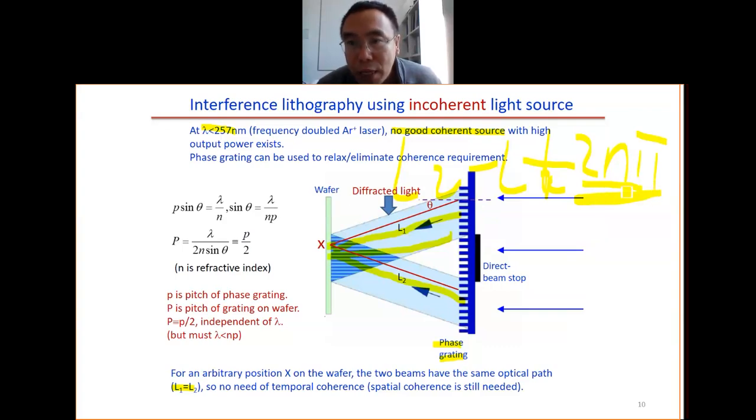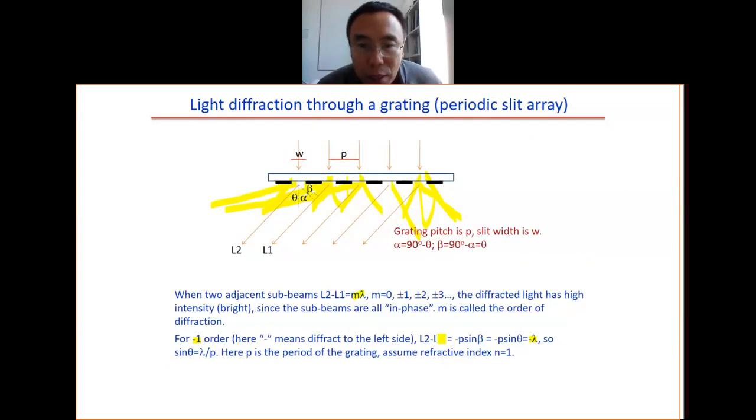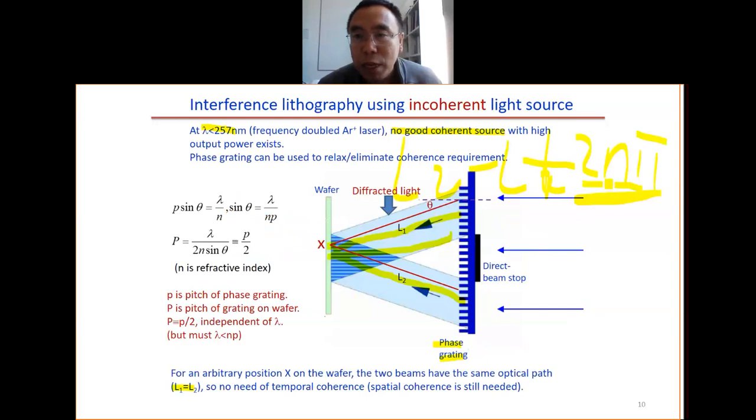But this 2n pi comes from this m lambda. So here the m, you can imagine, is the same as what I wrote as n here. So this is something a little bit complicated, but I hope you can understand.